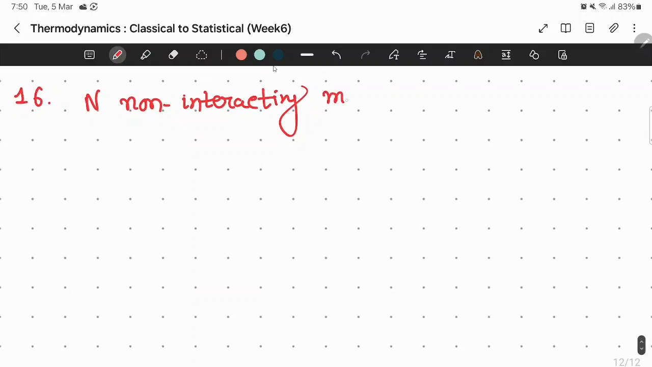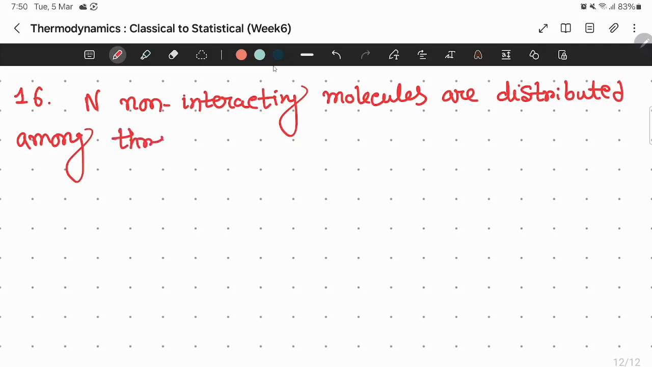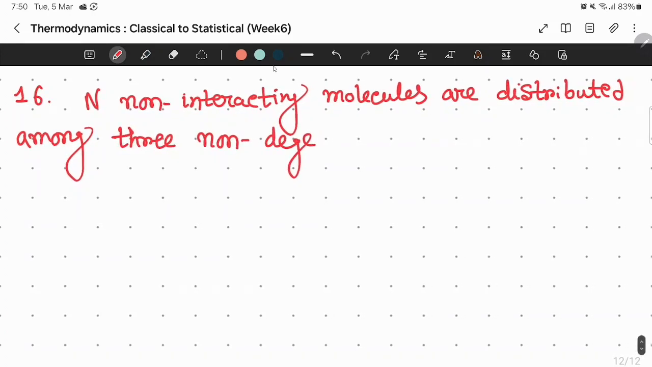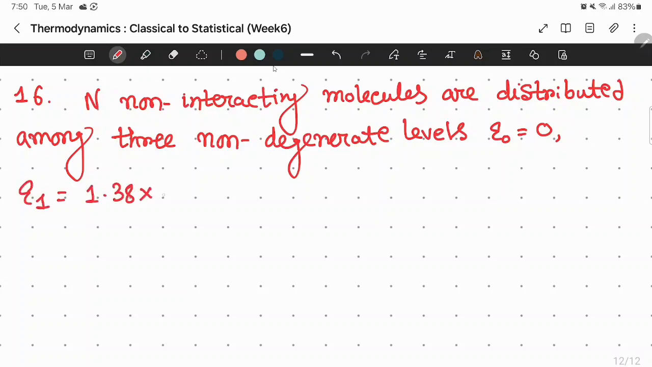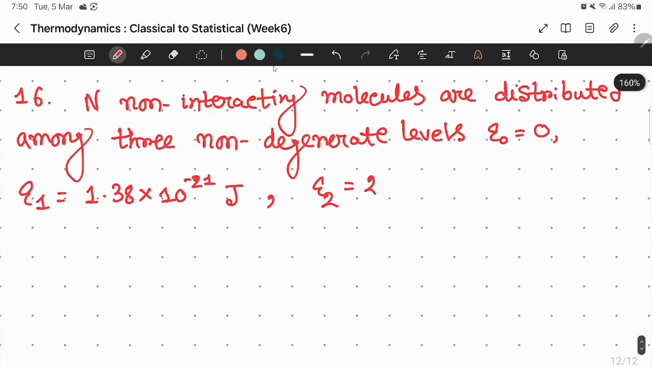Non-interacting molecules are distributed among three non-degenerate levels: epsilon 0, which is 0, epsilon 1, which is 1.38 × 10^-21 joule, and epsilon 2, which is 2.76 × 10^-21 joule, at 100 Kelvin.